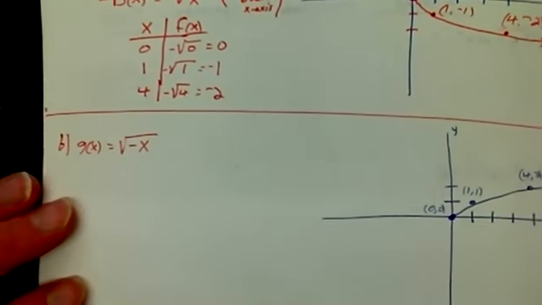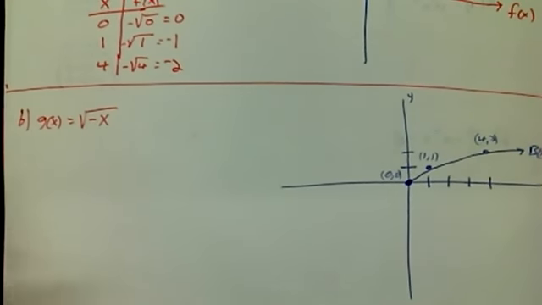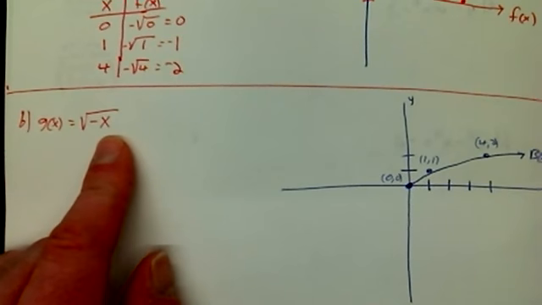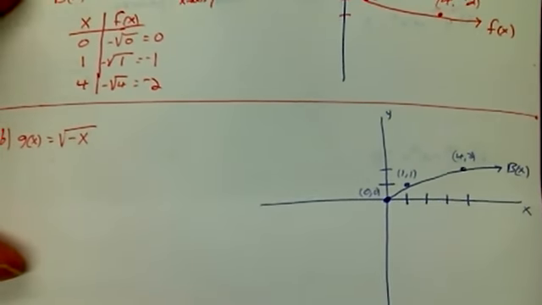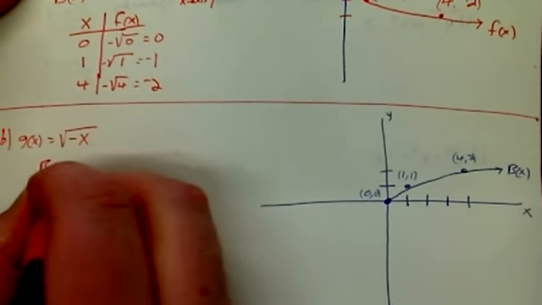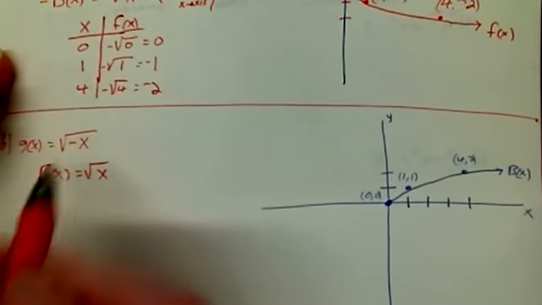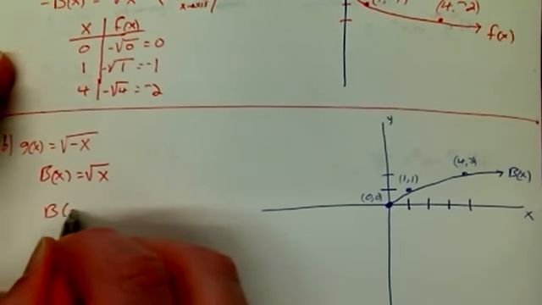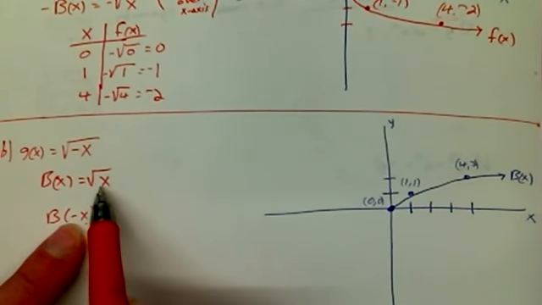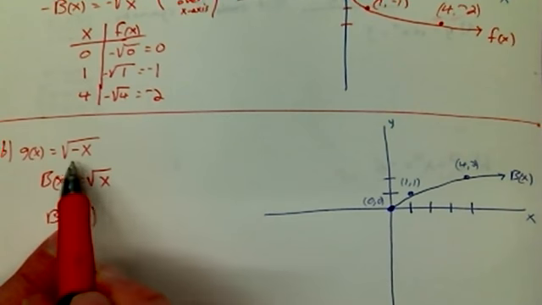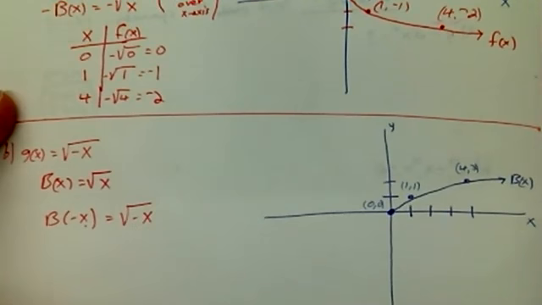g of x equals the square root of negative x. Now the negative is inside with the x. So essentially we're taking all the x's and making them negative. That's what makes me think we're going to go this way. Our base function here, once again, is the square root of x, and to get to this, I need b of negative x, because this tells me to go back to my base function and replace the x with a negative x. That gets me here. So that's exactly what I want.